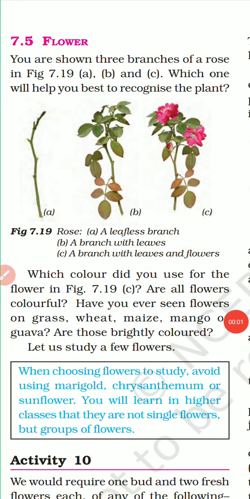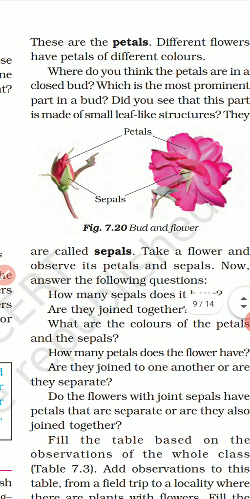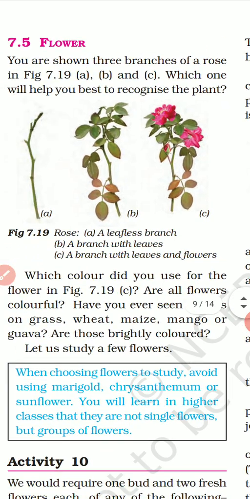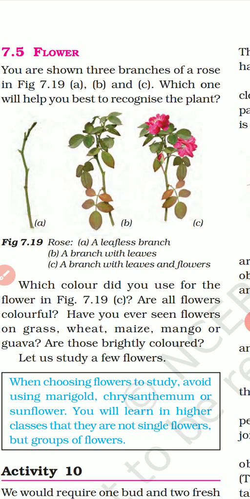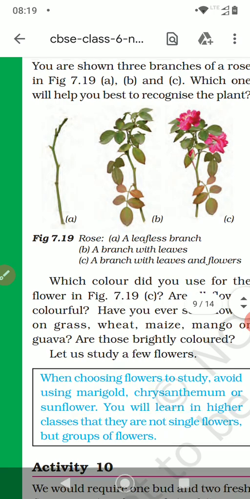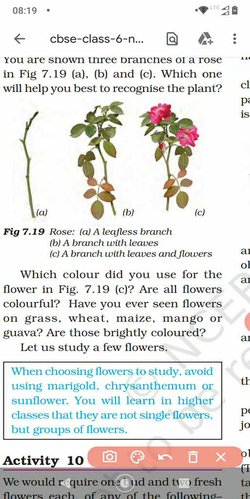Let's move to the flower. You are shown three branches of the rose in figure 7.19a, B and C. Which one will help you to recognize the plant best? Now the first one is a leafless branch. You can see this is leafless, there is no leaf. Second one has only the leaf, of course, and the third one has leaf and the flower.